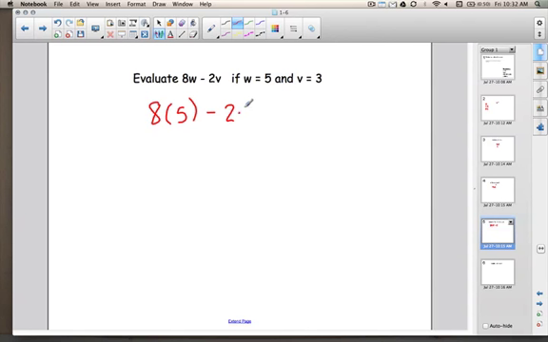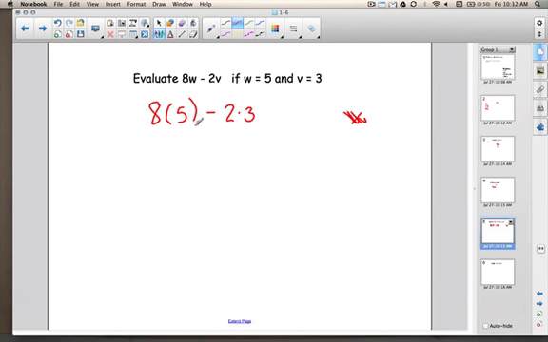I could use a dot times 3, because we don't want to use the x sign anymore for multiplication, because that could be a variable. So we don't want to use that anymore. It's a good idea to use a dot, a parenthesis, something other than the x sign for multiplication.